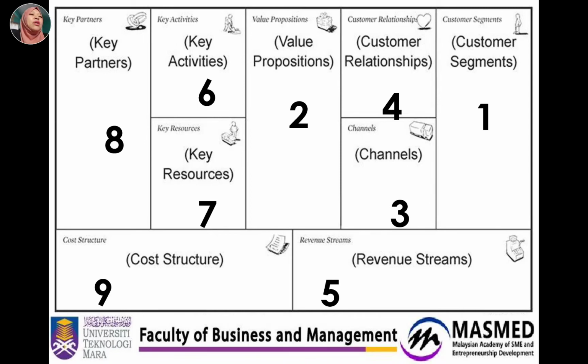Alright, so number 3, channels. Which channels do we want to use? Number 4, customer relationship. I will explain each of these components one by one later. Number 5 to number 9 is how much. Okay, key activities. What are the key activities?